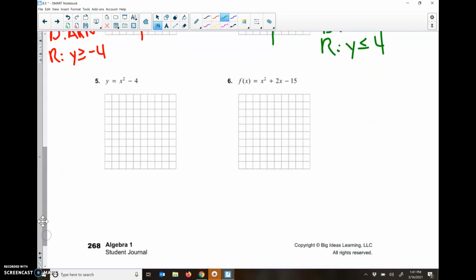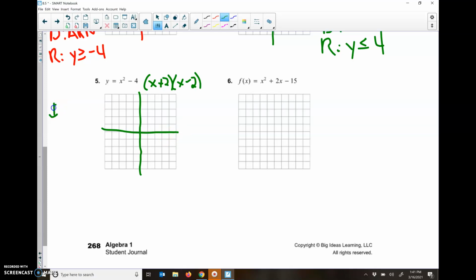All right, number 5 kind of looks different from 3 and 4, so you just got to factor that out. So x squared minus 4, which is really the same as (x plus 2)(x minus 2). So otherwise, just one more step. They're just seeing if you remember how to factor. So you have (x plus 2)(x minus 2).